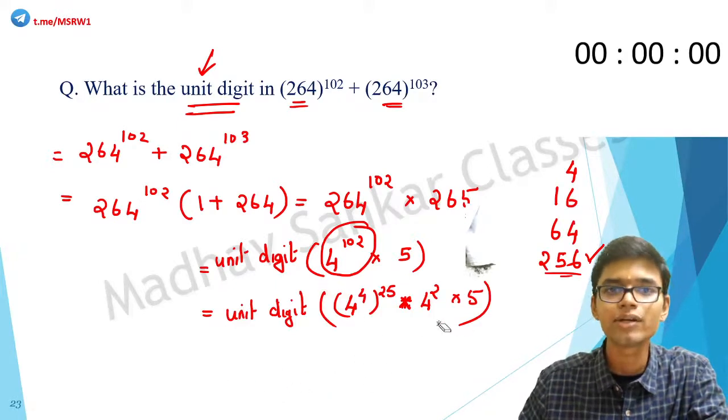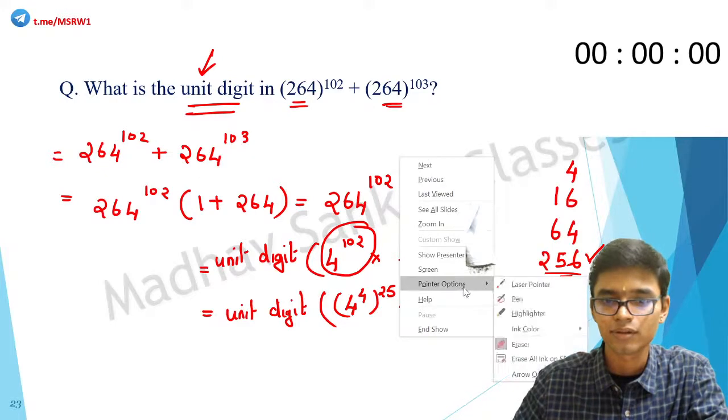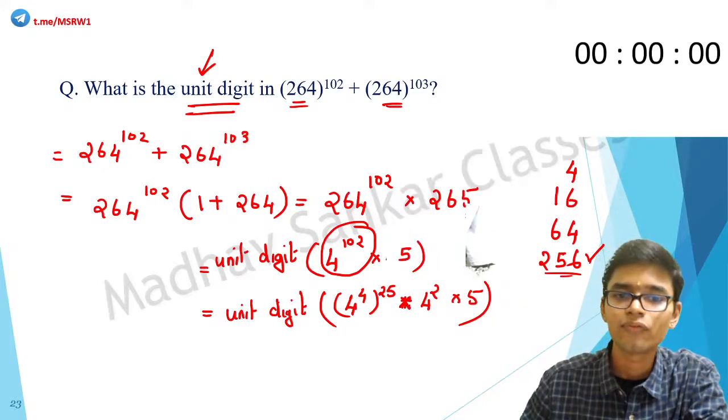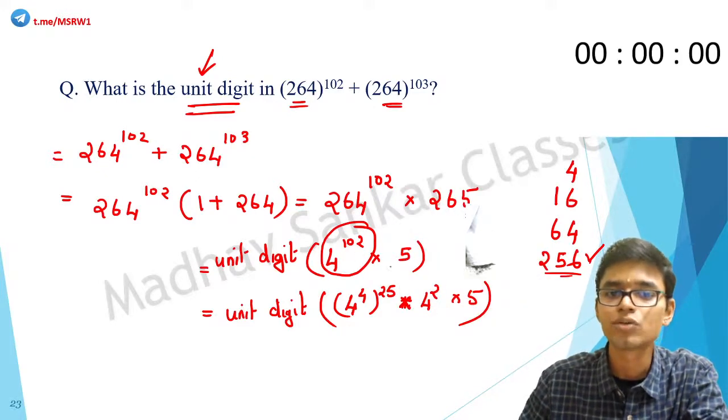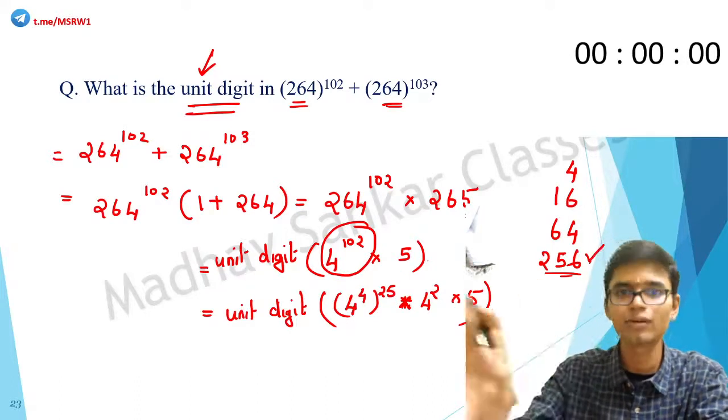Okay, up to here, did you understand? I hope. You have to find the unit digit in 4 to the power 102 into 5. Up to that you understood, right?